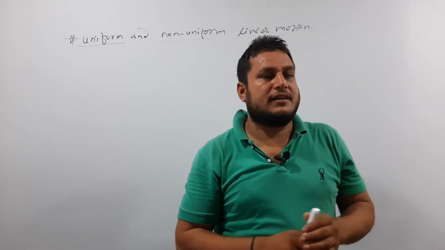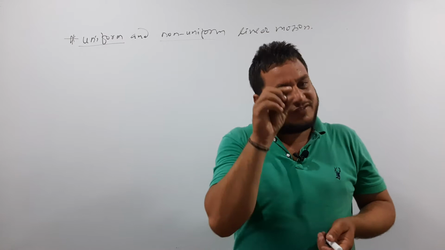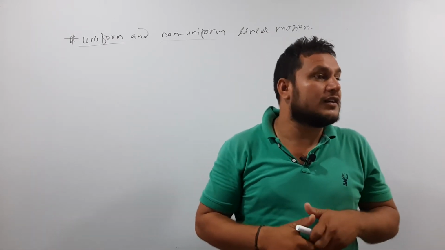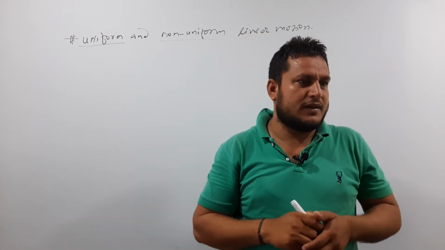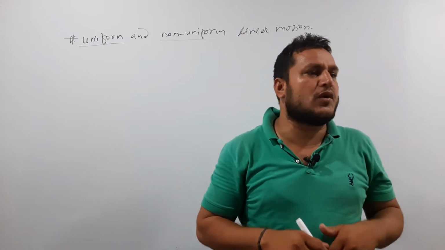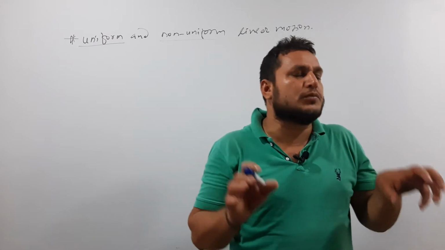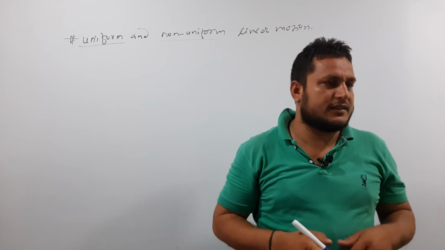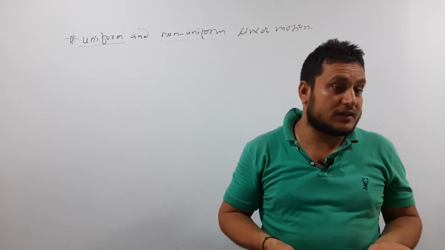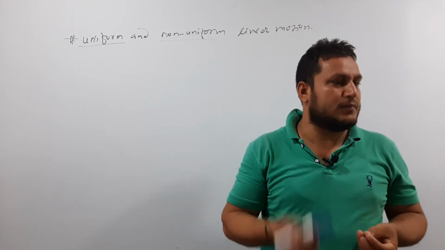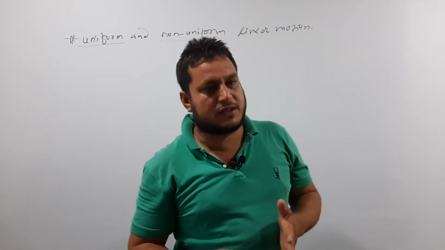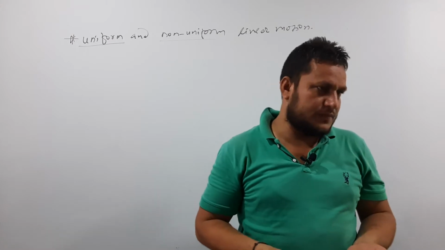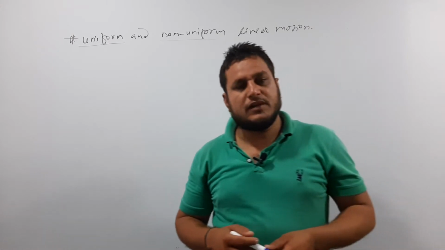Like this fan, the speed of the fan on the first step, the rotation per second is equal, that is called uniform circular motion. But we are talking about linear motion. That means two objects or two persons walking on the road with a constant speed is uniform linear motion. Two persons or two objects moving on the road with different speeds is non-uniform linear motion.